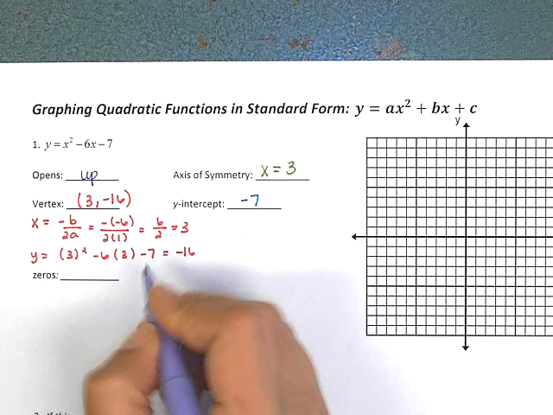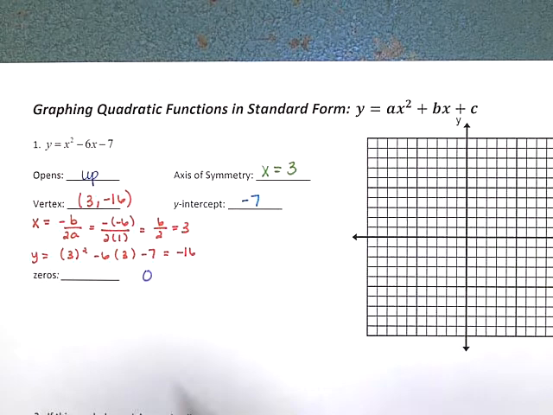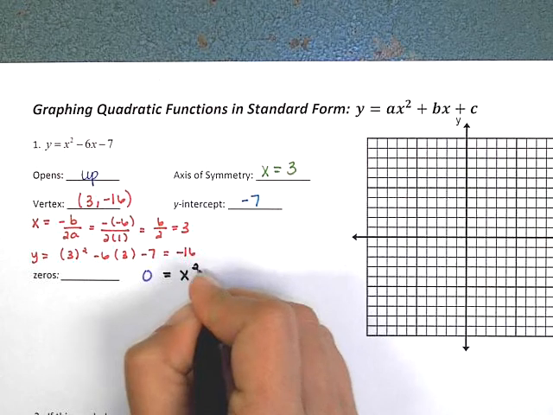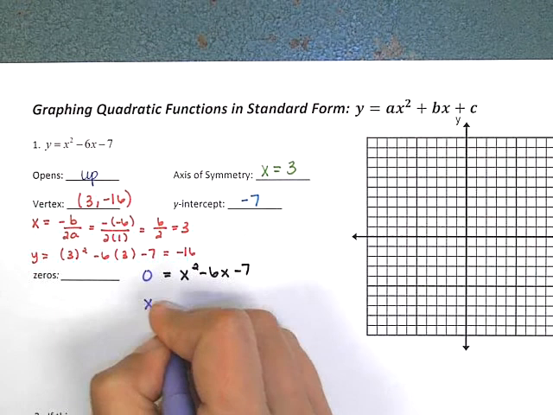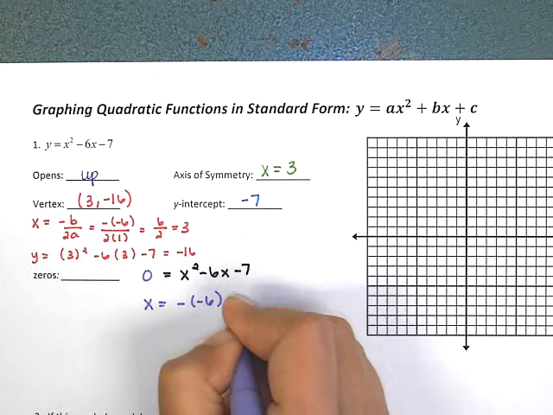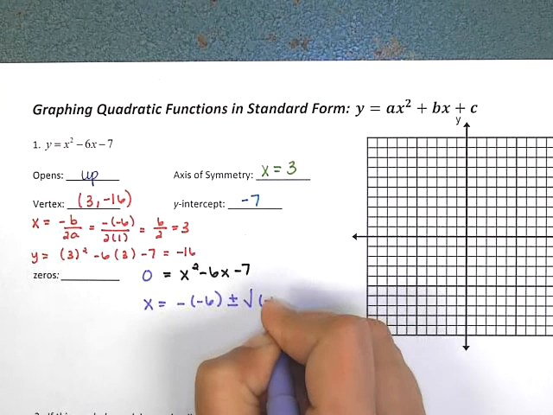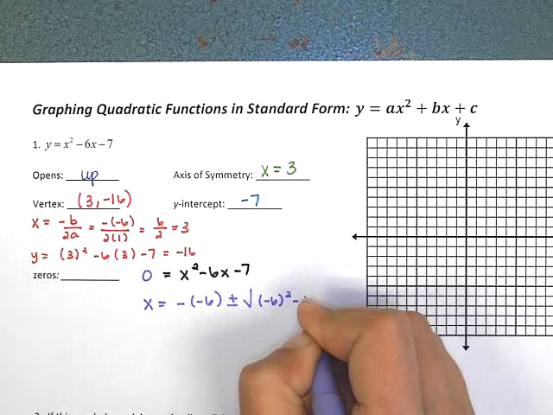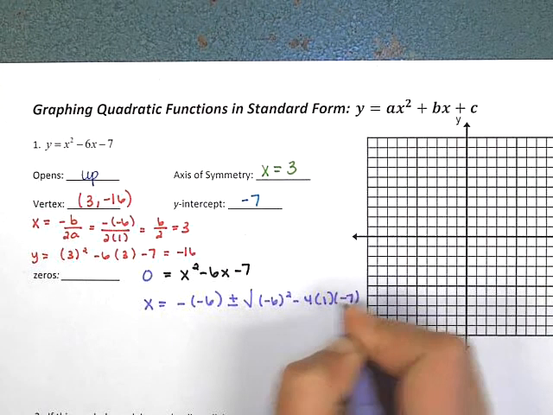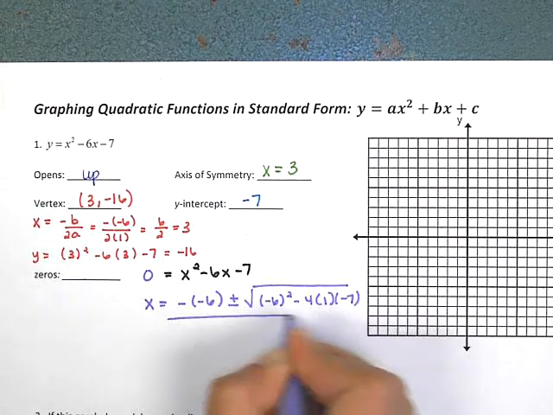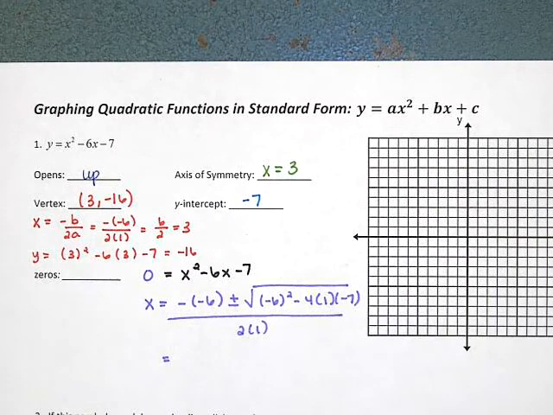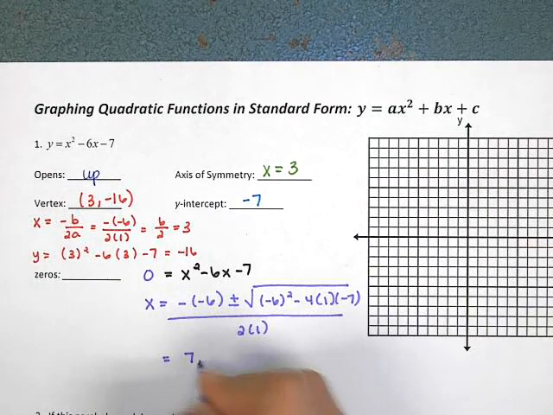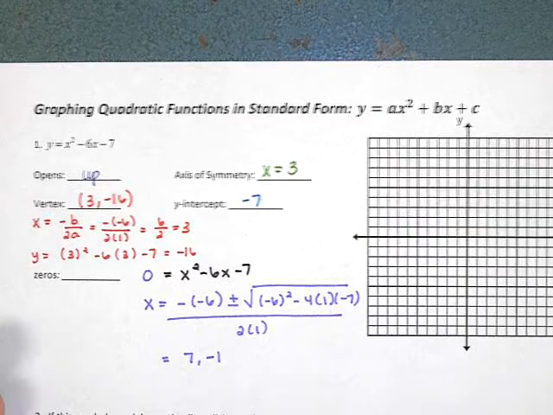And my zeros would be whatever I get when y is 0. So 0 equals x squared minus 6x minus 7. Now I'm going to solve this one using the quadratic formula. So I'm going to have negative negative 6 plus or minus the square root of (-6) squared minus 4 times 1 times -7, all over 2 times 1. Now if I solve this with the quadratic formula, I get 2 answers, 7 and -1.